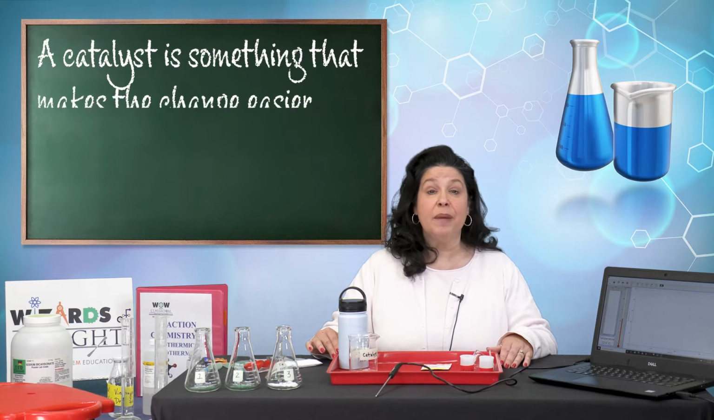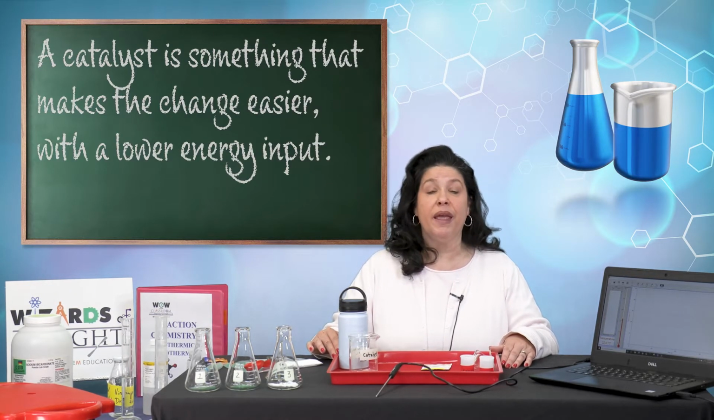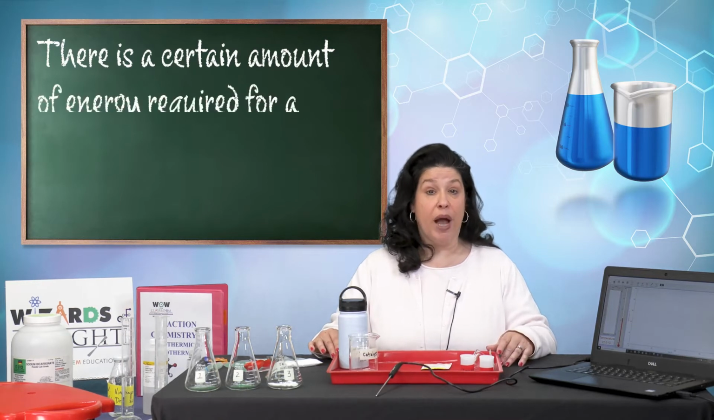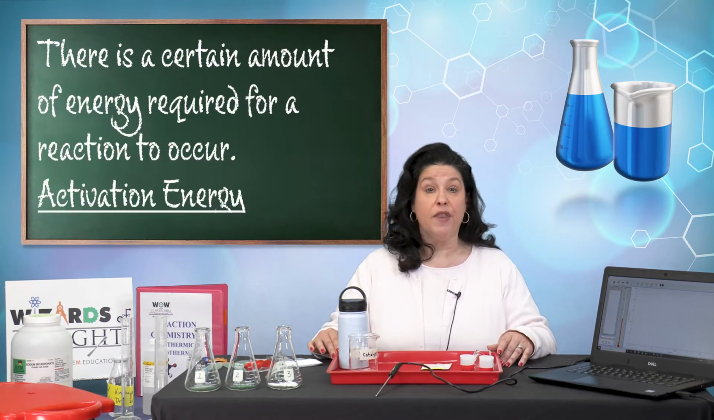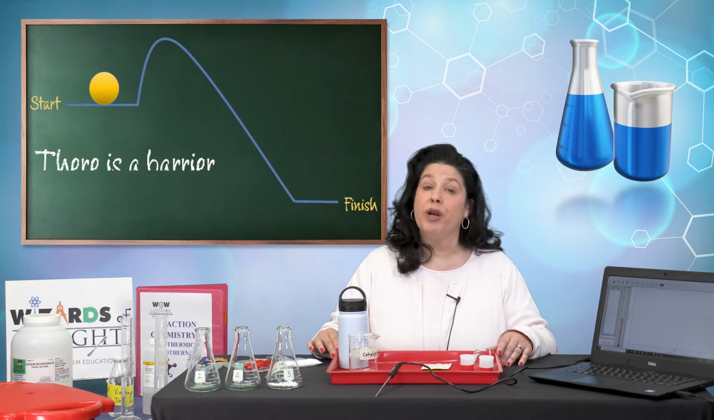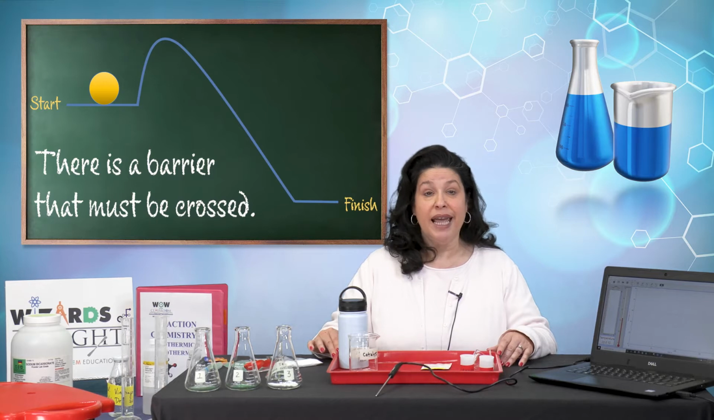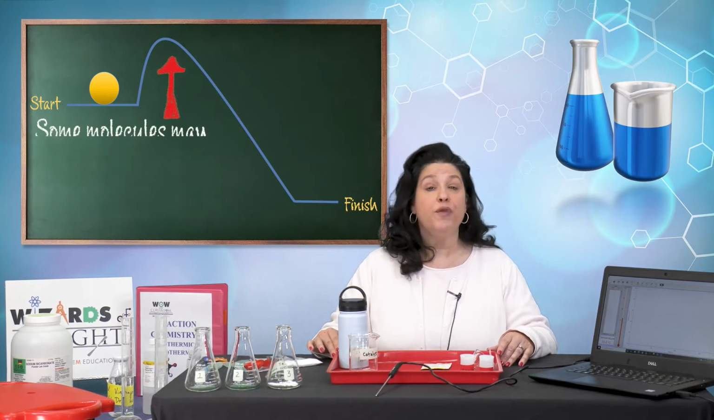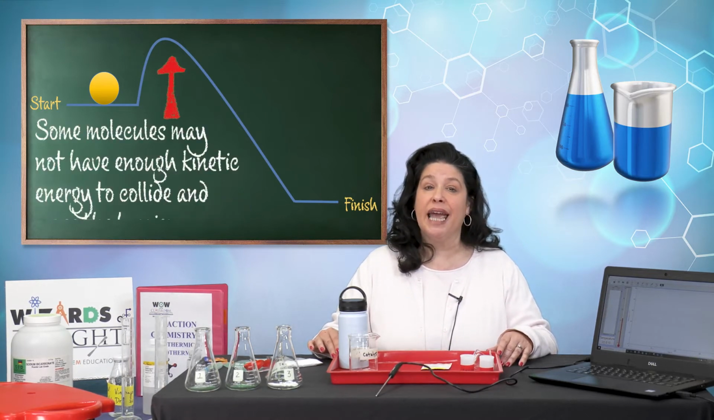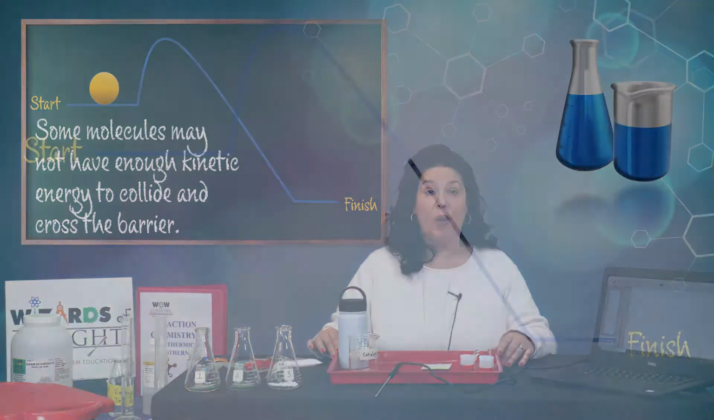A catalyst is something that makes the change easier with lower energy input. There is a certain amount of energy required for a reaction to occur. This is called the activation energy. It can be thought of as a barrier to a chemical reaction or a hurdle that must be crossed. If the barrier is high, few molecules have sufficient kinetic energy to collide and cross the barrier. Reactants with energy lower than activation energy cannot pass over the barrier at all.